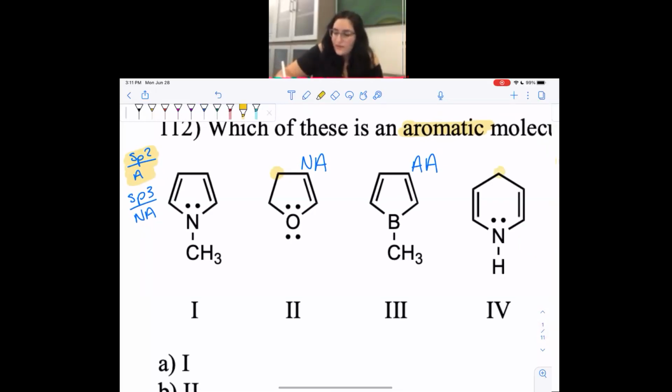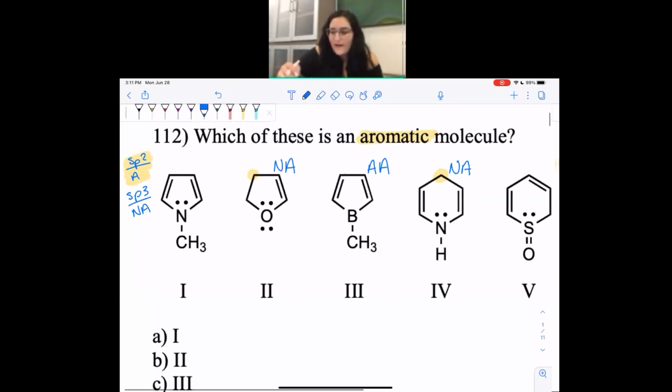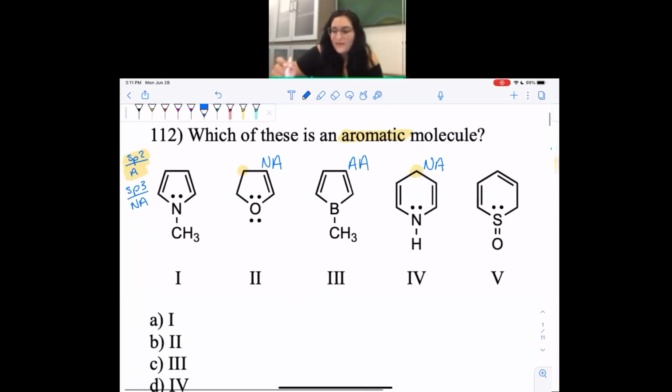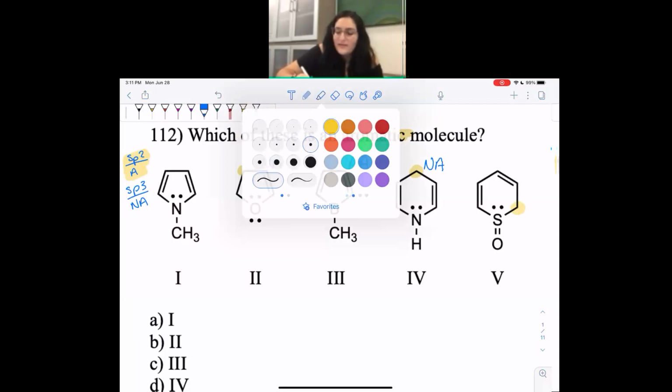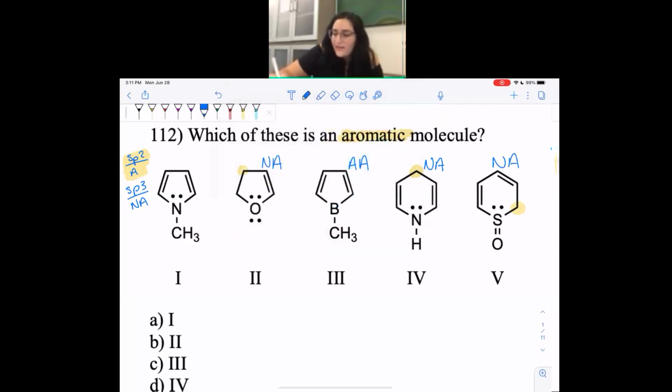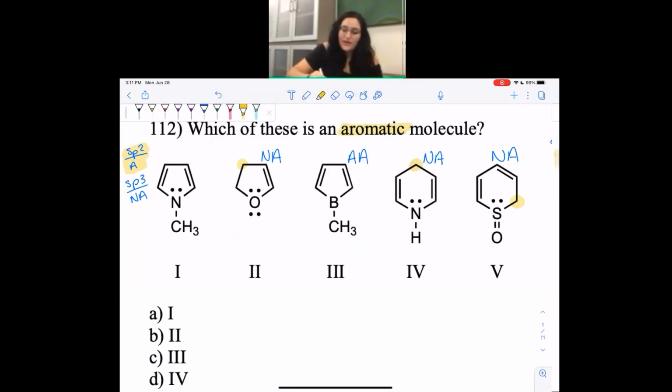For number 4, we see this sp3 carbon again. So we know this is non-aromatic. And then here we see that sp3 carbon. So this, once again, is non-aromatic. So the only aromatic answer is A.